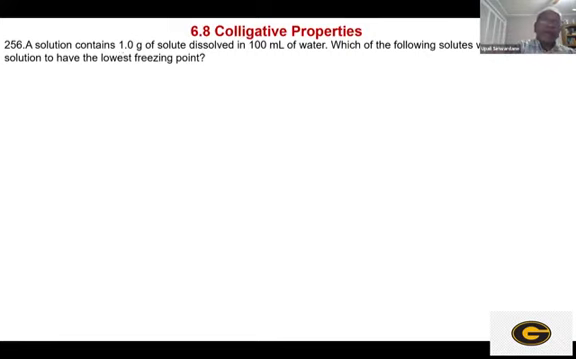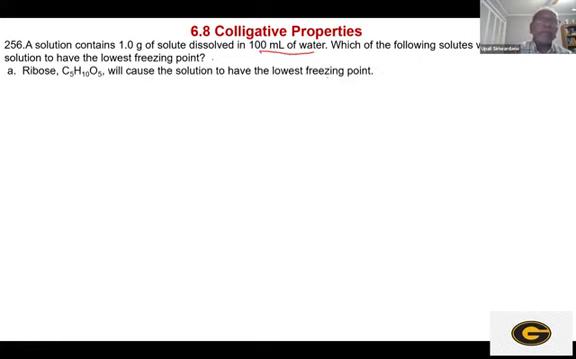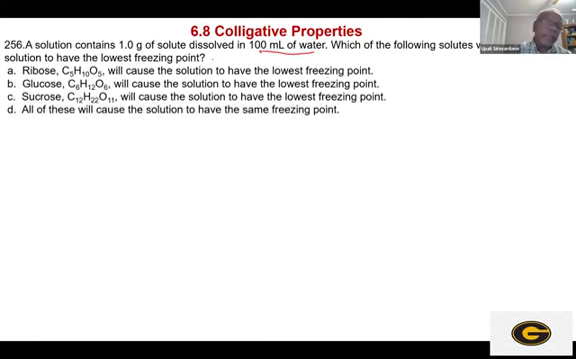A solution contains 1 gram of solute in 100 milliliters. Which of the following solutions will cause the solution to have the lowest freezing point? These are all molecular compounds, one particle. They don't break up. 1 gram is, depending on the molecular weight.